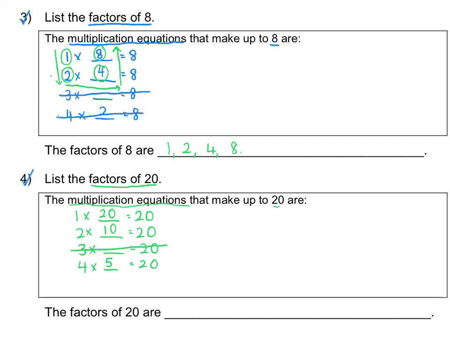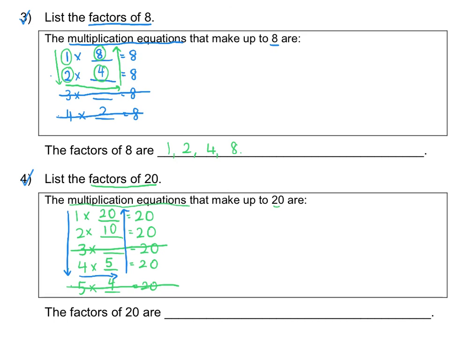Good. Next one. 5 times what gives 20? Use your fingers. 5, 10, 15, 20. 5 times 4 gives 20. Okay, so notice that these two equations are a repeat. So I cancel out the current equation. And then to list out the factors of 20 in order, same thing, we use the U shape to help us. Downwards, rightwards, and upwards.